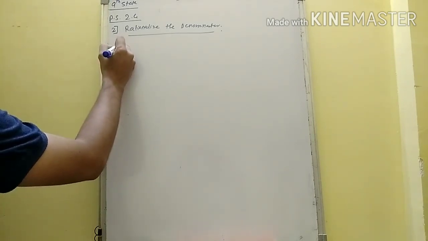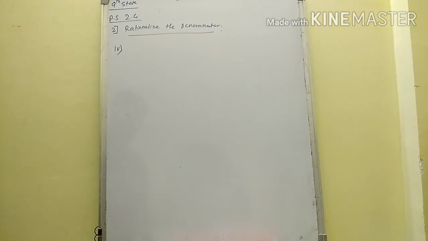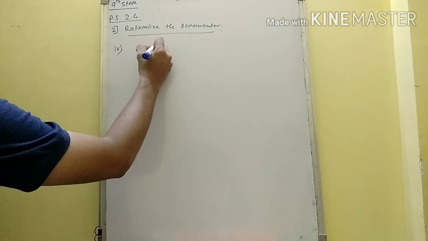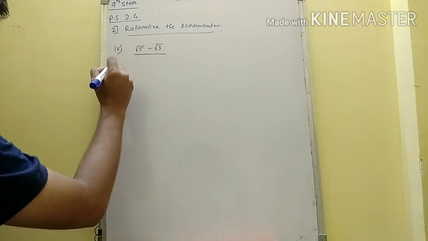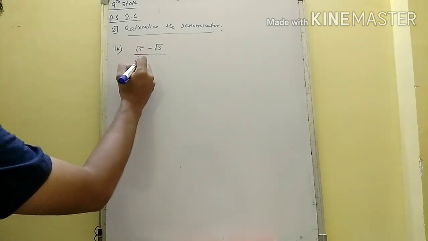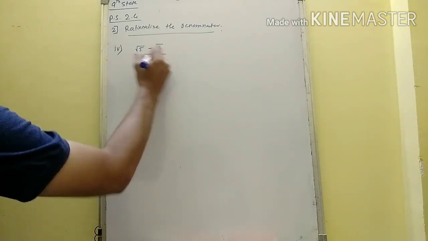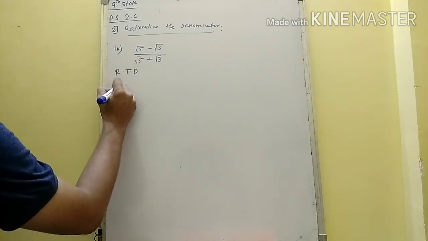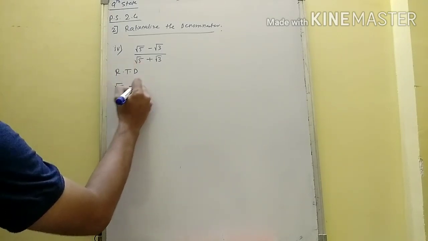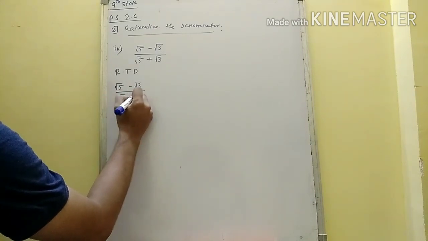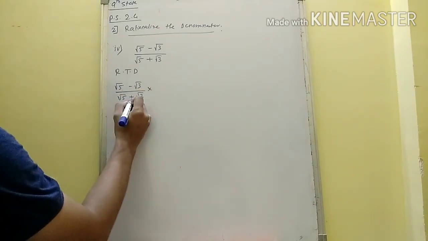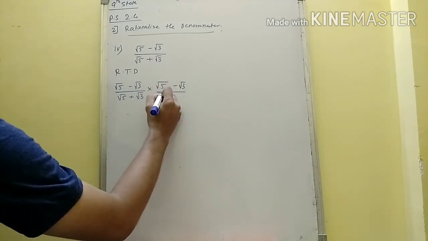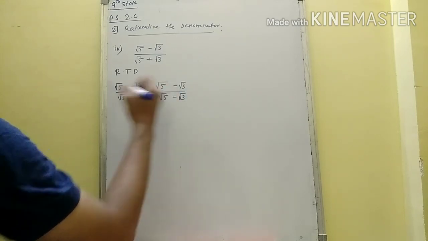See, this type of sums will be helpful when you go to 11th and 12th standard. Okay, so please pay attention properly. We have square root of 5 minus square root of 3 upon square root of 5 plus square root of 3. Again, we will rationalize the denominator. As it is plus, we will multiply by minus: square root of 5 minus square root of 3 upon square root of 5 minus square root of 3.